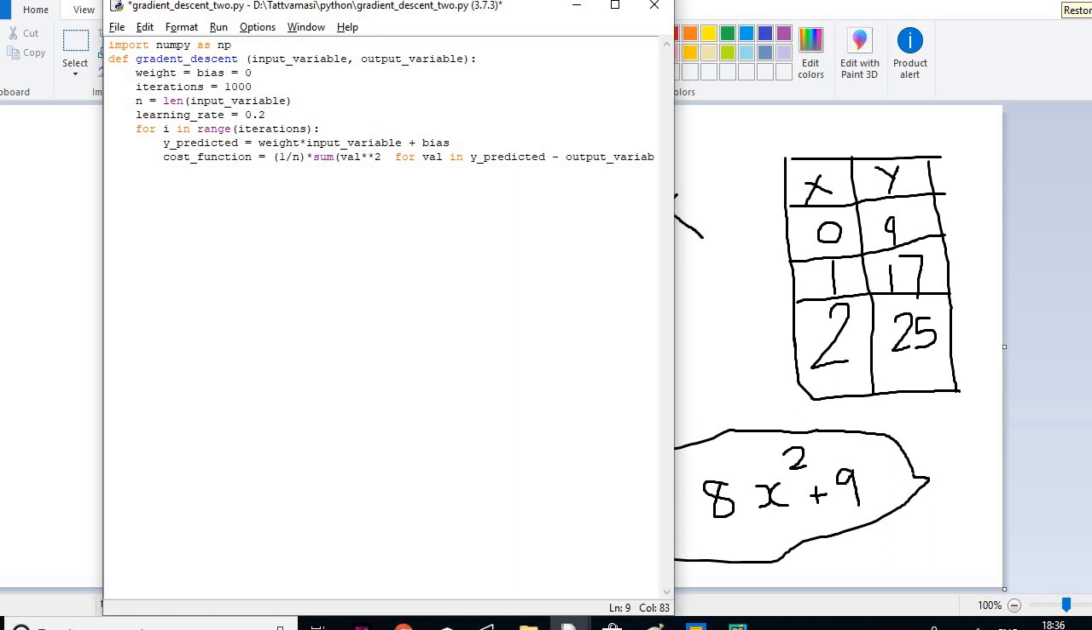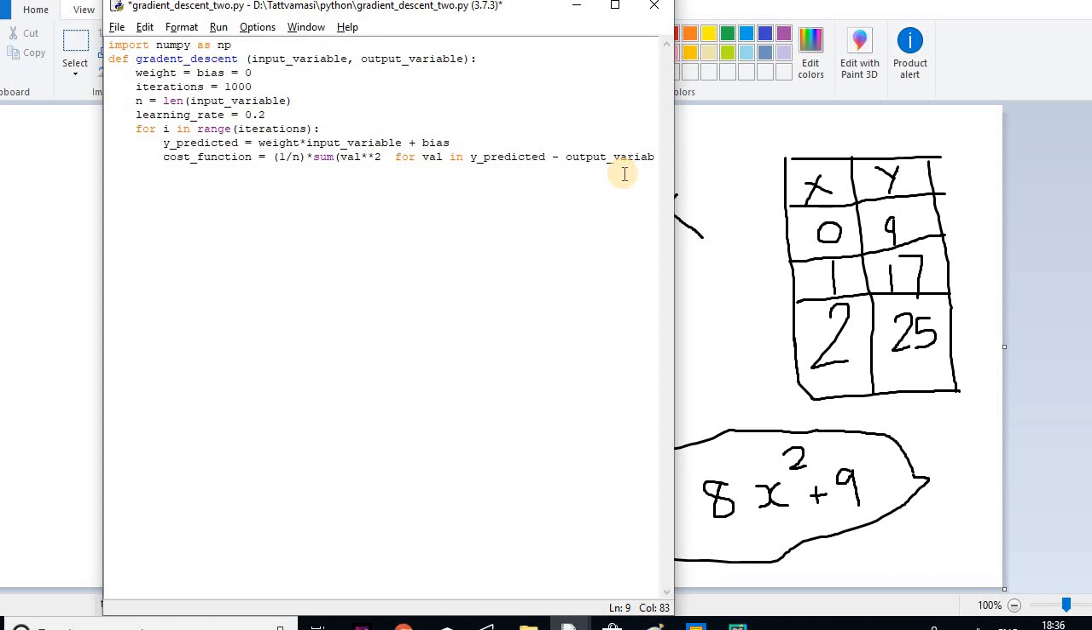So y_predicted we got it, and the cost function we got it. It is 1 by n, and this sum stands for the sigma. So you know the formula, with the power exponent 2. In the previous videos we clearly depicted the mathematical equation of the cost function, and it is written programmatically in the Python program. We have y_predicted minus the output variable, which gives the error. So we are iterating through that, and that's what we have done.